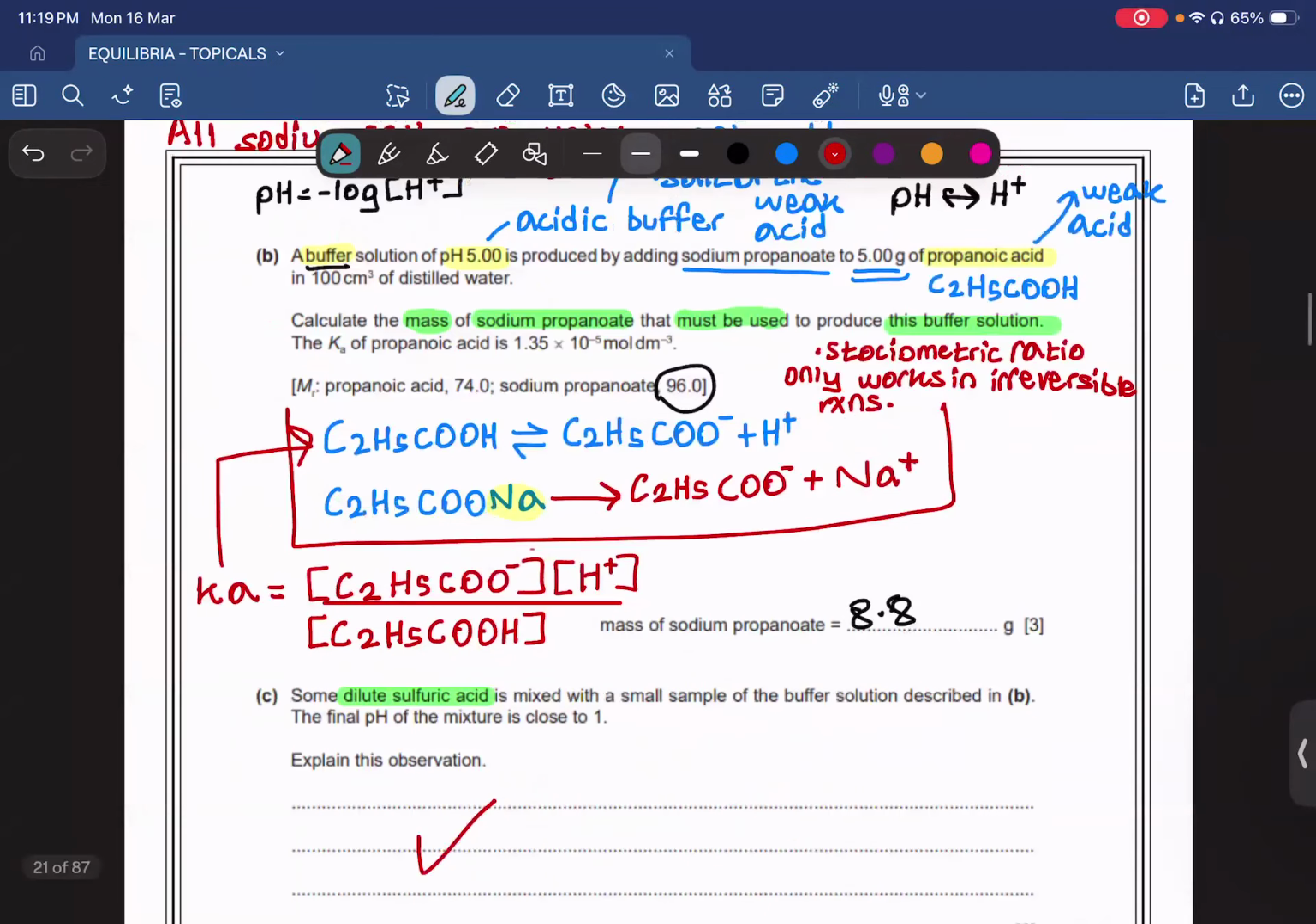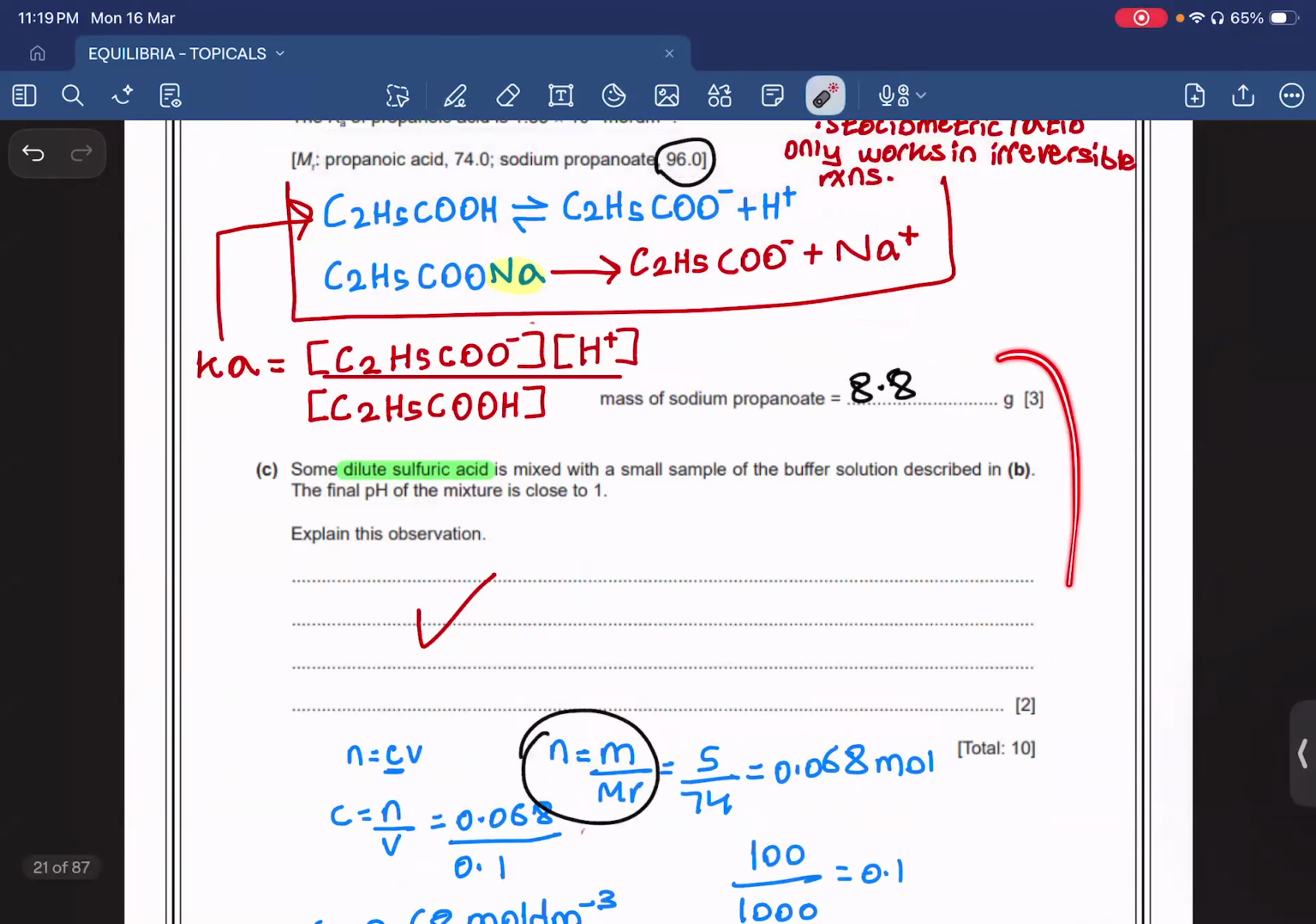I know I took a lot of time for 5 marks, but this is a question which is going to come up tons and tons and tons of times in your exams. And if you understand how a buffer solution works, that's when you're going to answer them.